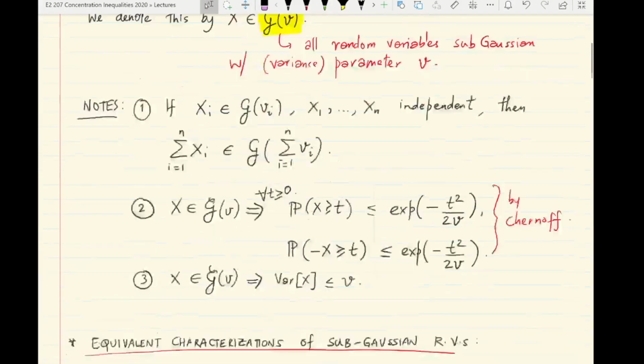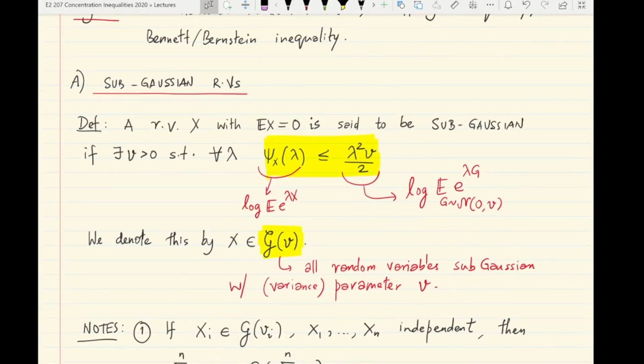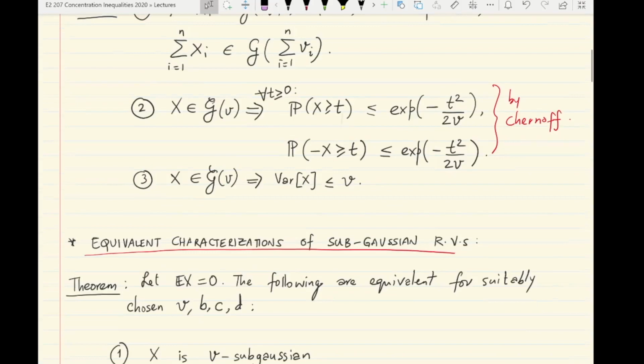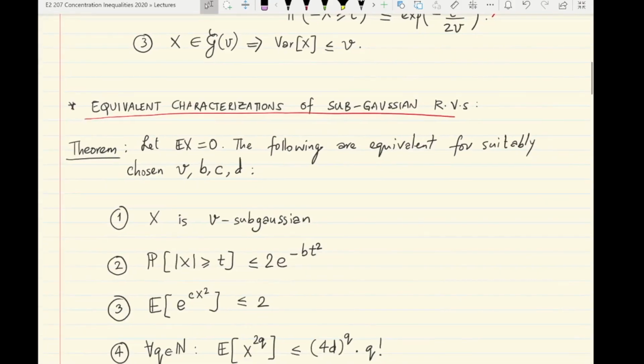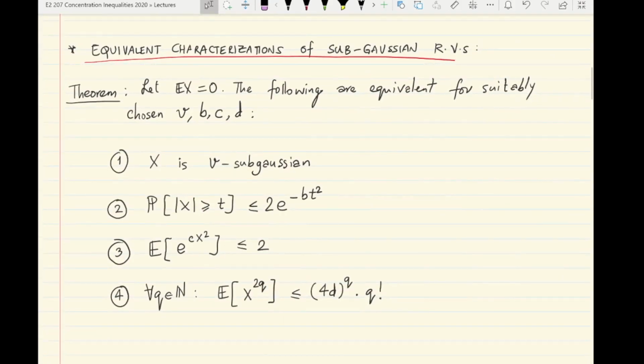Now the definition for Subgaussian random variables that we stated here is not the only one that allows you to specify a tail behavior for the distribution of such random variables. There are in fact several equivalent ways of enforcing a Subgaussian tail for random variables. So this is the following result. If you have a random variable whose mean is 0, then the following statements are essentially equivalent for suitably chosen numbers v, b, c and d.